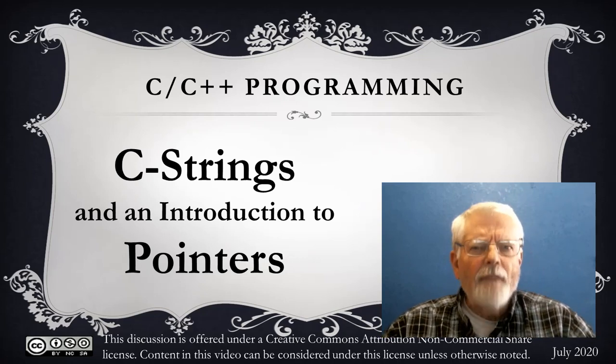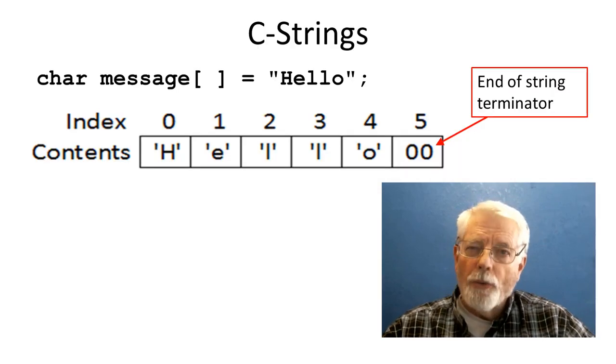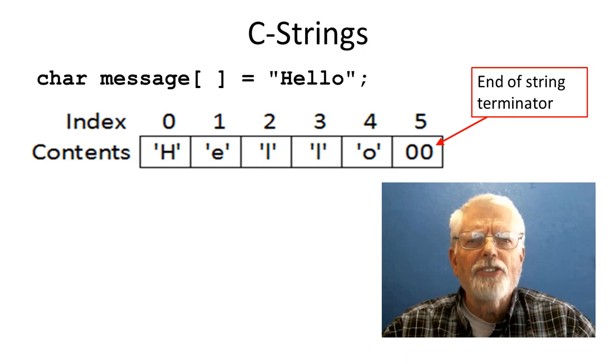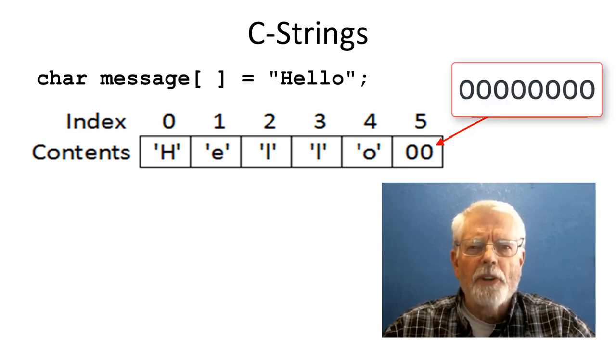I can't think of a better way to discuss pointers than to use them with C strings. Both C and C++ make extensive use of C strings. A character array is used to store a string of characters with a null byte as a string terminator. A null byte is all bits equal to zeros.